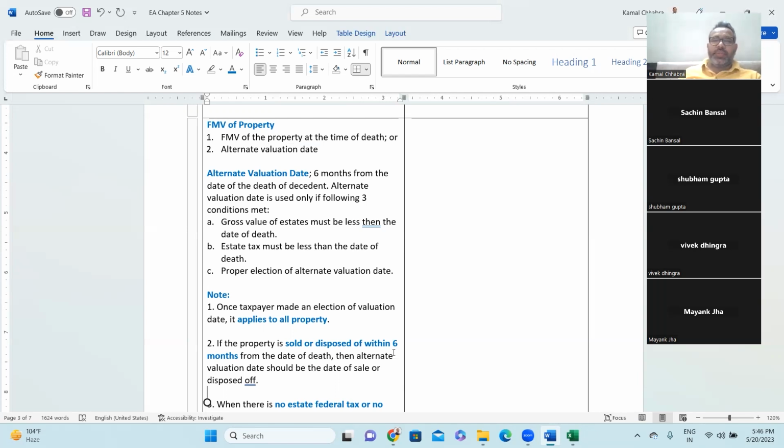And which date is being considered for the fair market value of property to calculate the value of estate? Either the date of death or the alternate valuation date, right? What is the alternate valuation date? It is 6 months from the date of death. If you have sold the property within 6 months, then the alternate date is the date on which the property is sold, right?